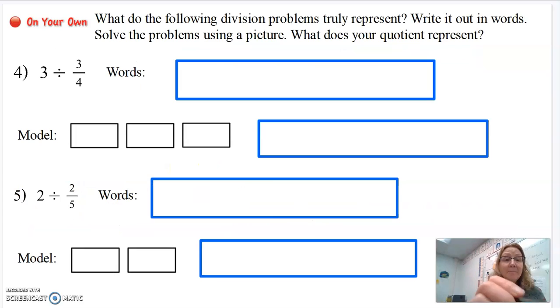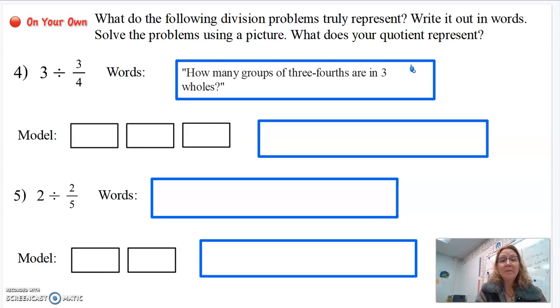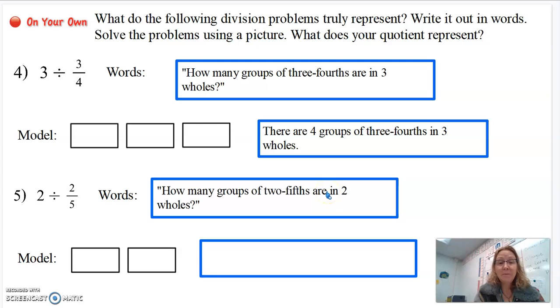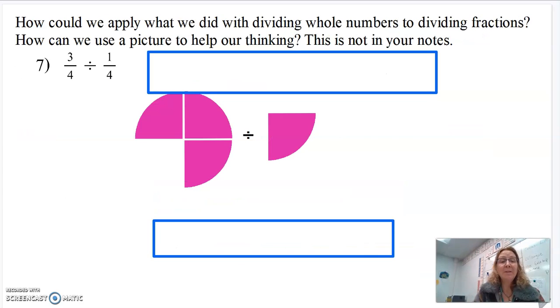Okay, so now there's a couple of OYOs. I'm just going to show you. You should pause the video, and then I'm just going to show you the answers, but not the models, so that I can show you one different type of model. Okay, so how many groups of 3/4 are in 3 wholes? The answer is 4 groups. And then the number 5 is how many groups of 2/5 are in 2 wholes? There are 5 groups.